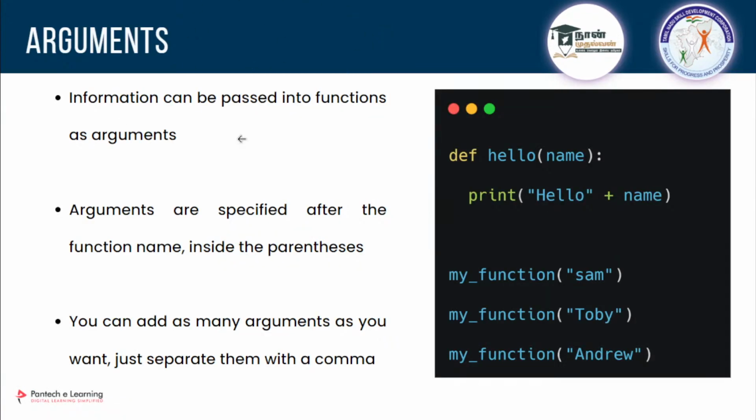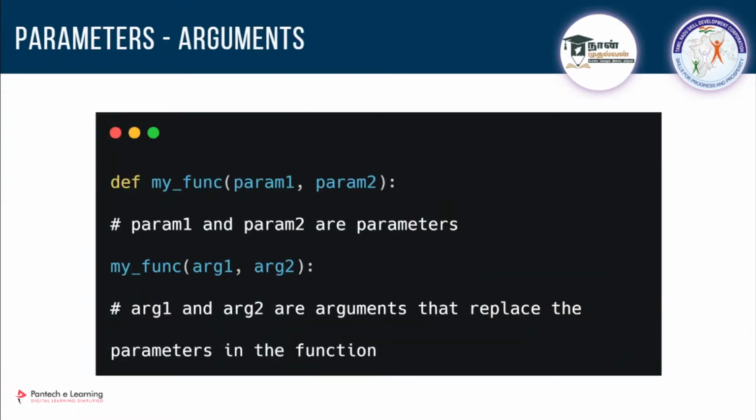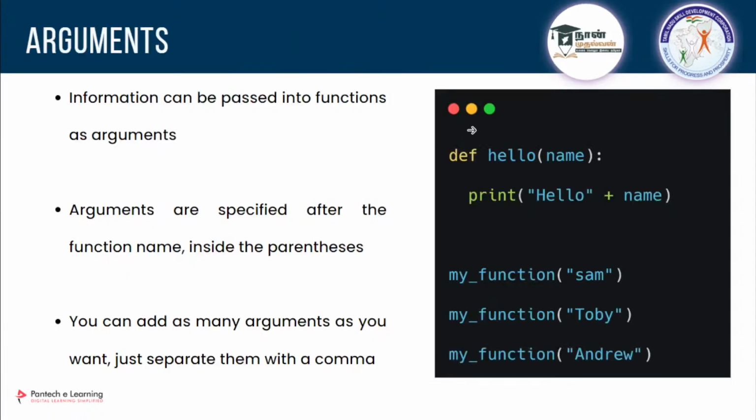You can pass information into a function, which means you can define a structure, and whenever you need, you can alter it based on the arguments you pass. So what is an argument? You will hear the terms parameters and arguments. What is a parameter and what is an argument? You can pass information into a function with the help of parameters and arguments.